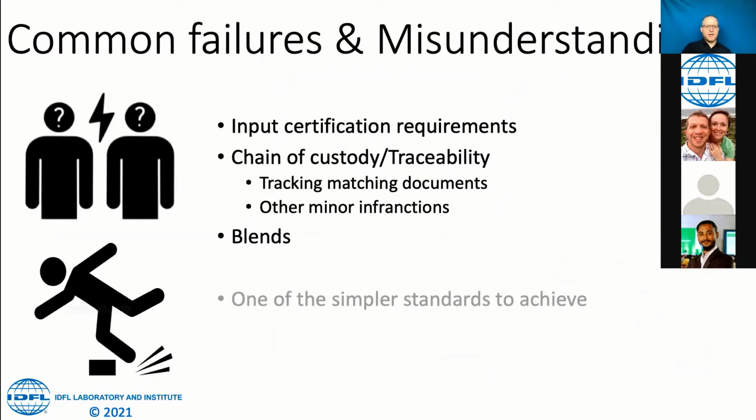The common failures and misunderstandings are basically the input certification requirements. Sometimes in regards to specific farming practices, there can be some issues with the land management aspect, depending on whether it's a grazing farm or an open range farm. There's also chain of custody and traceability, where sometimes the issues are tracking and matching the documents, along with other minor infractions. There's a lot of blending, obviously, happening between all the different types of wool as well.